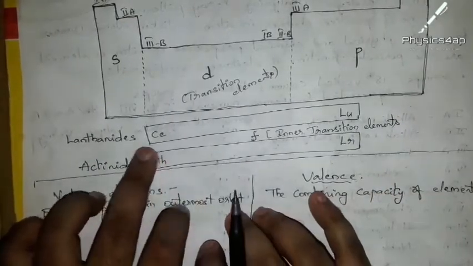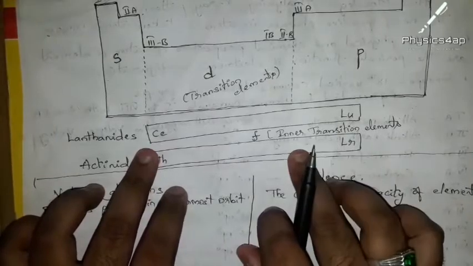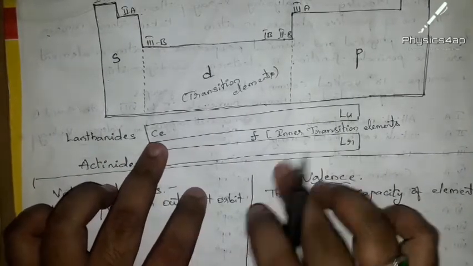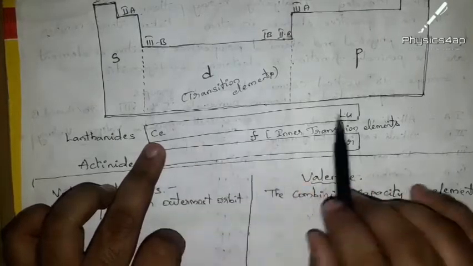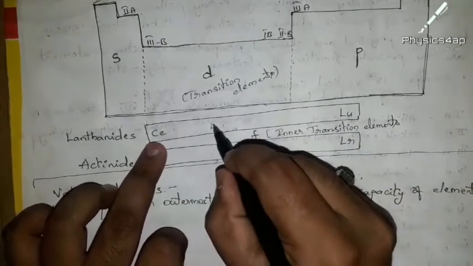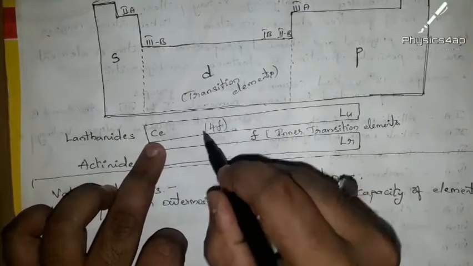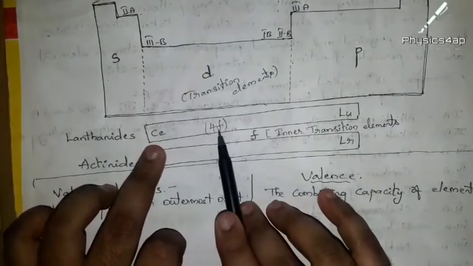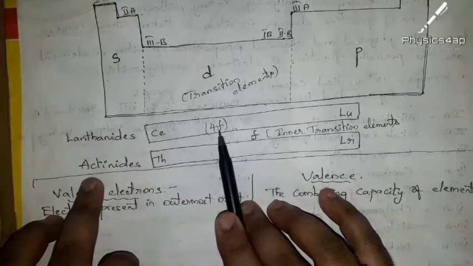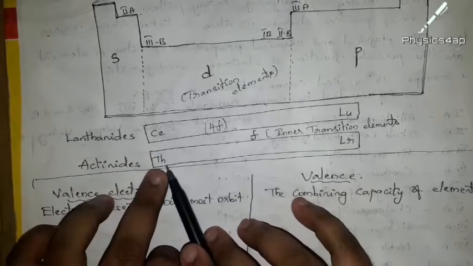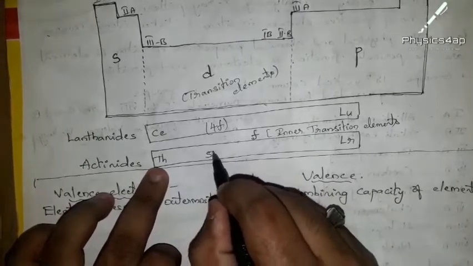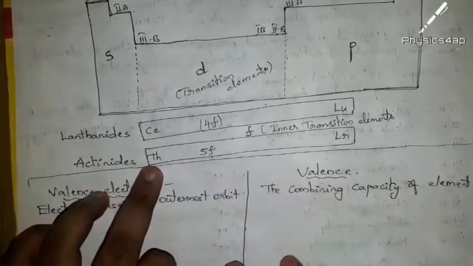Now here, if we see the two F block series, the first one is called the lanthanides, which starts from cerium to lutetium, the F block elements, which belong to 4F. All these electronic configurations end in 4F. And coming to the actinides, they are starting from thorium to lawrencium. These end with the electronic configuration of 5F.